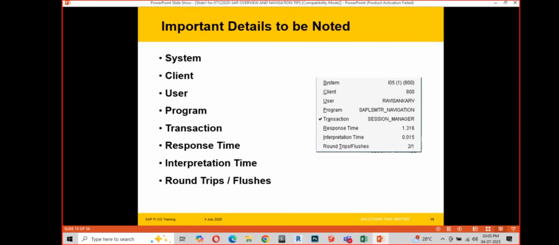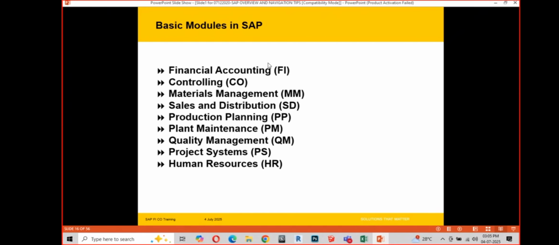This controlling is nothing but your management accounting. You're already experts, you're already doing your CMA, so you must be very good in this particular area. These are just a few examples. Believe me, there are lots and lots more.